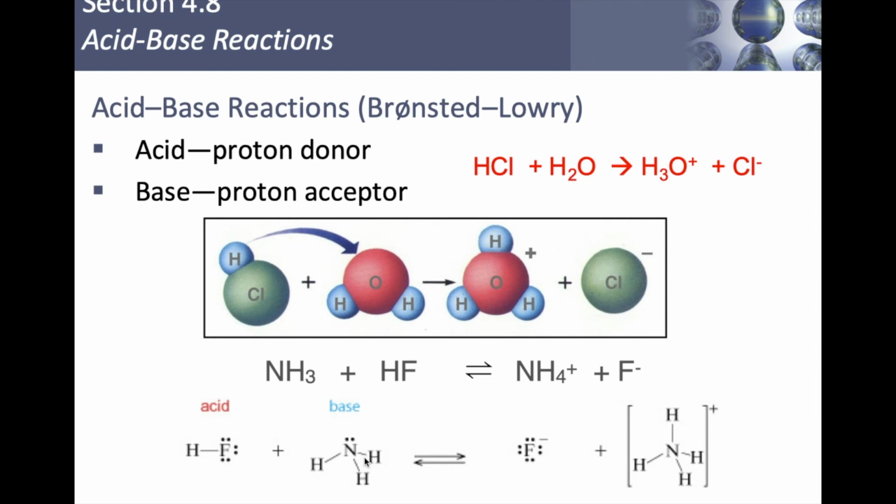NH3 is the base, and again, if you know the names of these, this is called hydrofluoric acid, so of course it's the acid. And most people recognize that ammonia is a base. And again, that's just how Bronsted-Lowry acid-base reactions work. You always have an acid, and then you have a base. One is going to be the donor, the other is going to be the acceptor.